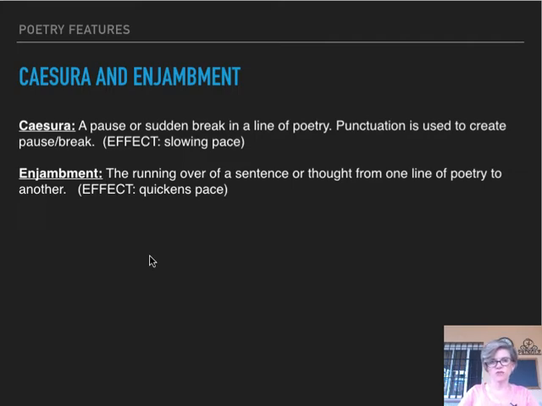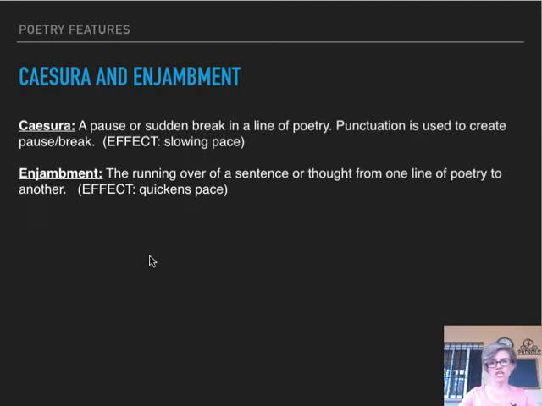And enjambment is just the opposite. It's when lines of poetry don't have any punctuation at the end of the line, and sometimes even from one stanza to the next, and one line just runs into the next. And the effect that is created, I know, big shocker, is it quickens the pace. All right?